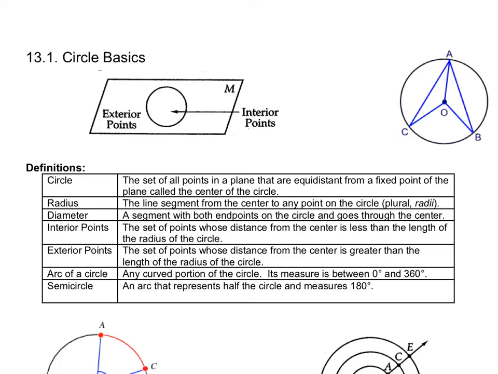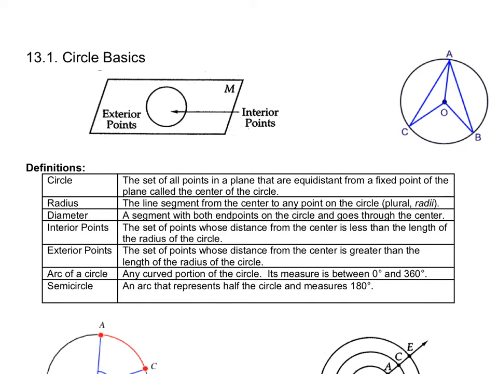A circle is the set of all points in a plane that are equidistant from a fixed point of the plane called the center of the circle. That's its geometric definition. And giving you a heads up, circles are named by their center. So for instance, if my center is O, it would be circle O. If it's Q, it's circle Q.